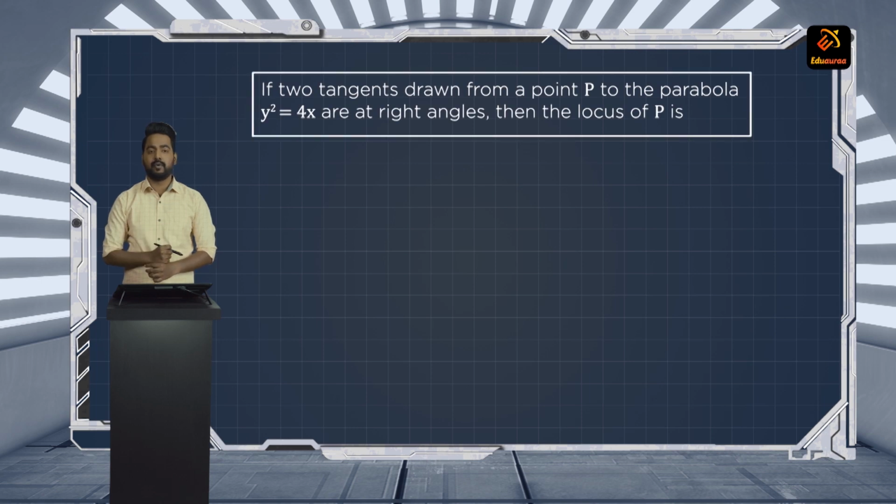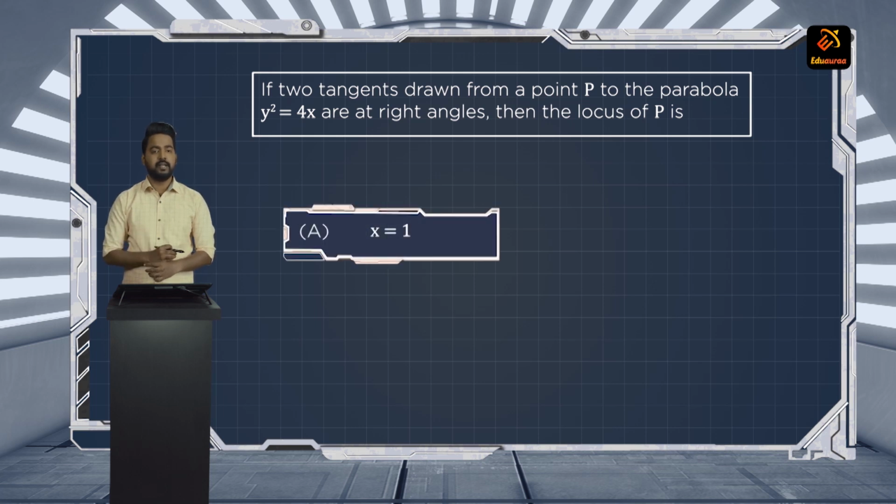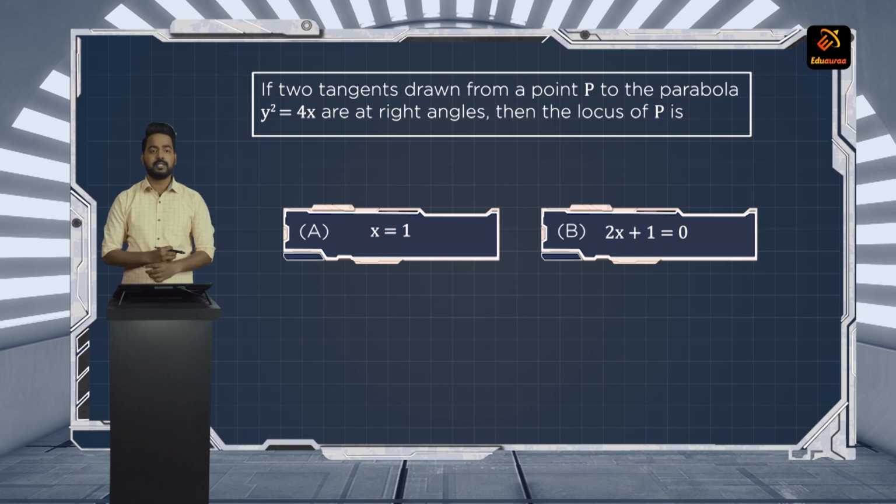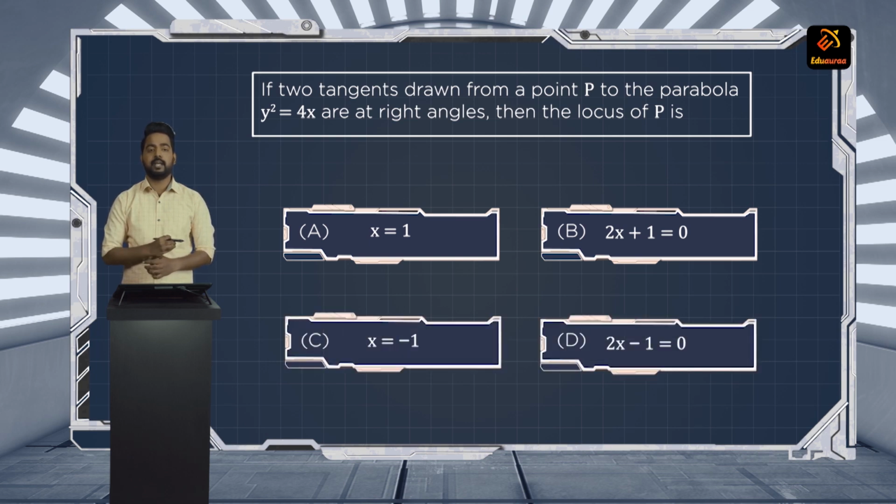Understood? If two tangents drawn from a point P to the parabola y square equal to 4x are at right angles, then the locus of the P is. And the options are A, x equal to 1; B, 2x plus 1 equal to 0; C, x equal to minus 1; and D, 2x minus 1 equal to 0. This question came in AIEEE 2010.